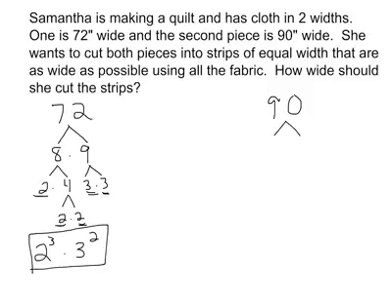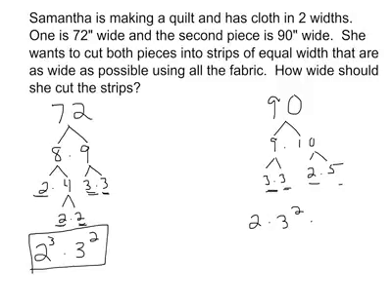90, 9 times 10, 3 times 3, and we'll break 10 into 2 times 5. So I'll end up with, and I'll put them in natural order, 2 times 3 squared, because there's 2 factors of 3, times 5. So there is 90 prime factored.